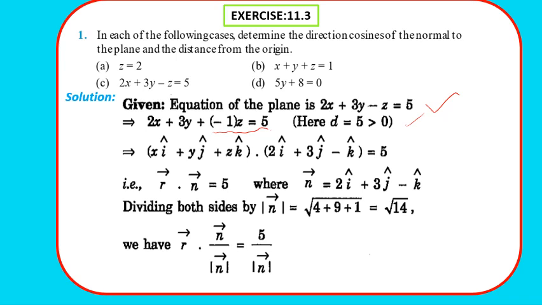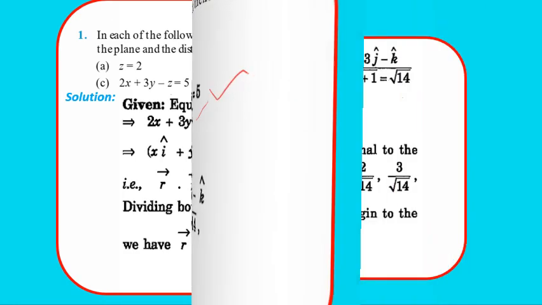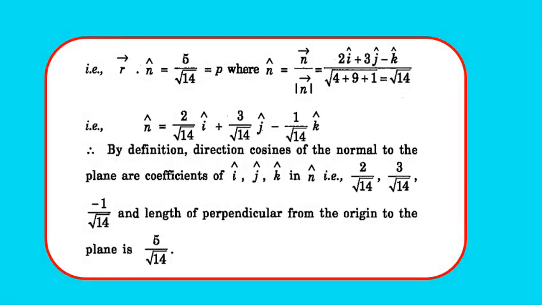But we need n cap. So dividing both sides by magnitude of vector n, we get under root 4 plus 9 plus 1 equals under root 14. So we have r dot n vector upon magnitude of n vector equals 5 upon magnitude of n. This is our n cap. Remember this. In the standard form, we need n cap. So r dot n cap equals 5 upon under root 14 equals p.